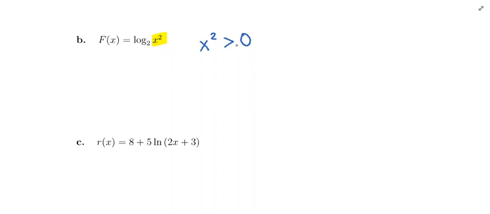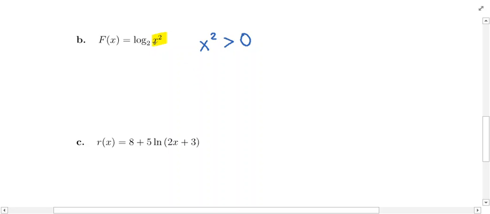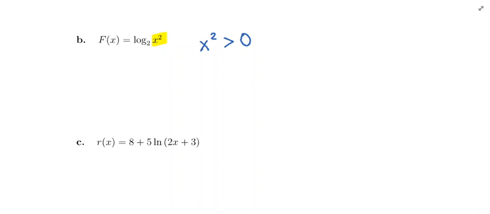We are worried about plugging in an x value. We have to square the x value, and then that quantity is what we're taking the logarithm of. You cannot take the logarithm of something negative. You cannot take the logarithm of 0. So whatever you plug in for x, once you square it, you have to get something positive as a result.